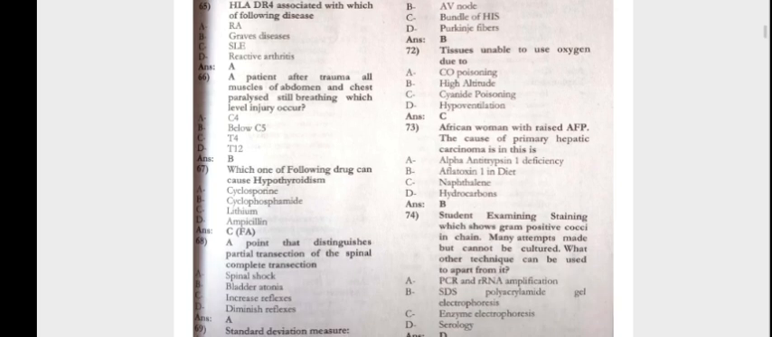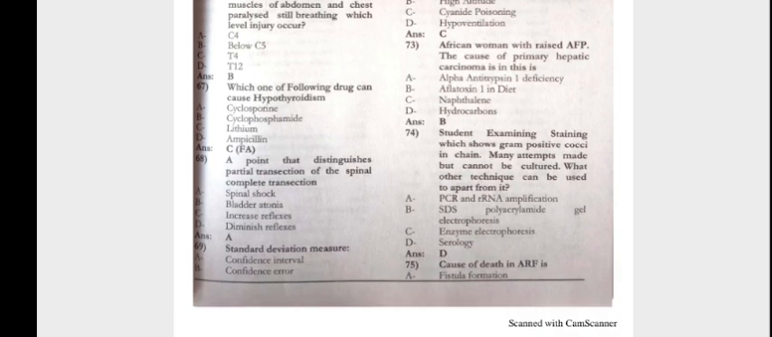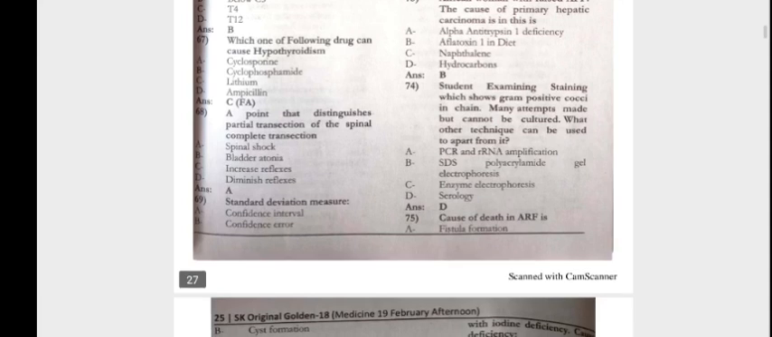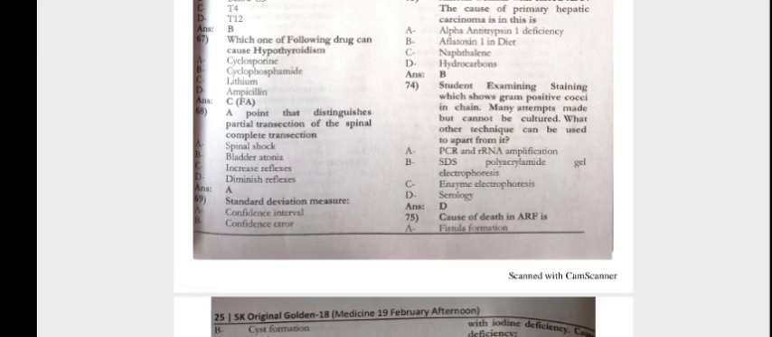That is rheumatoid arthritis. The patient after trauma, all muscles of the abdomen and chest paralyzed, still breathing. Which level injury occurred? Below C5. Which of the following drugs can cause hypothyroidism? Lithium. The point that distinguishes partial transection of the spinal cord from complete transection is spinal shock.